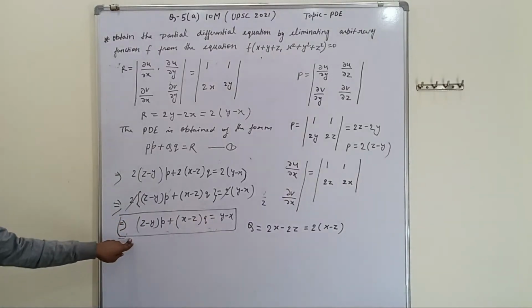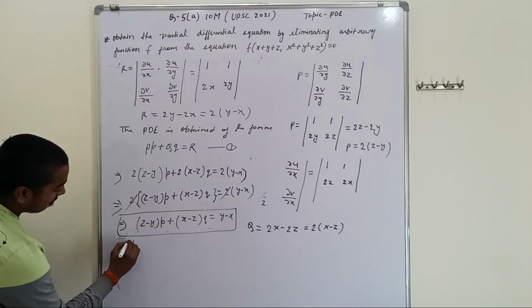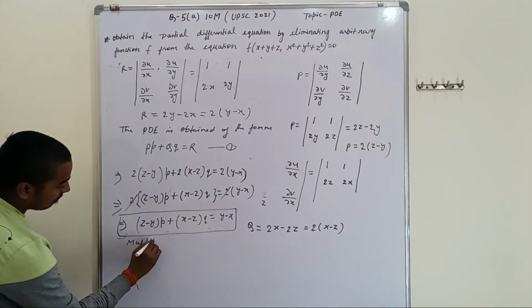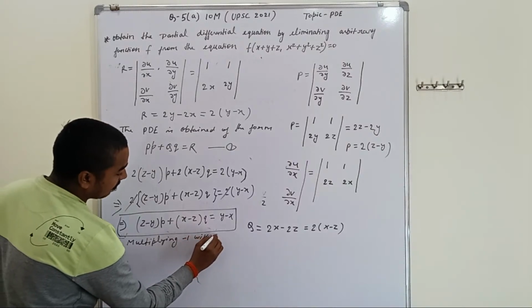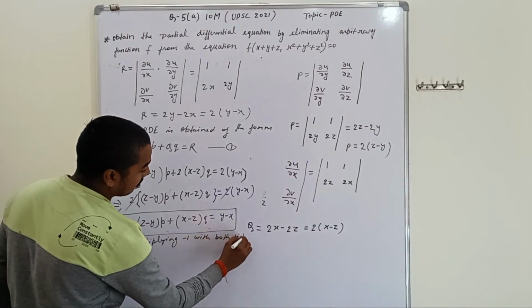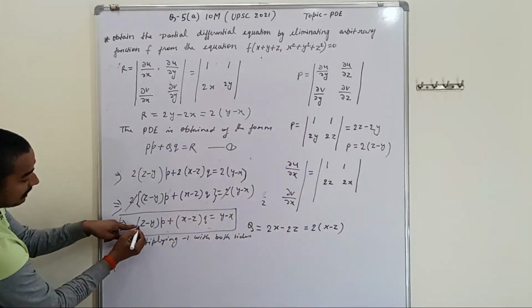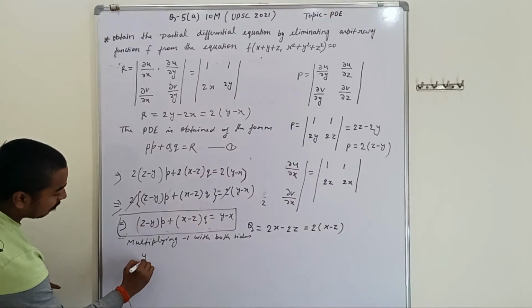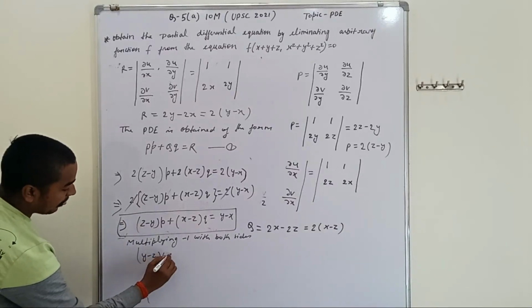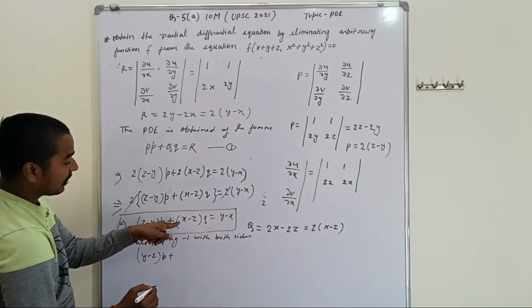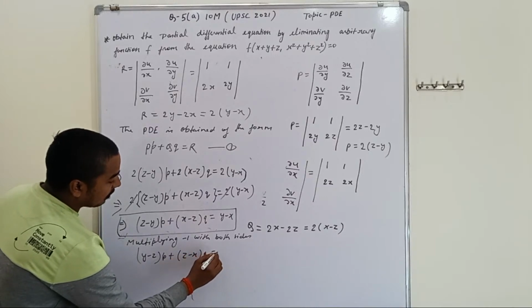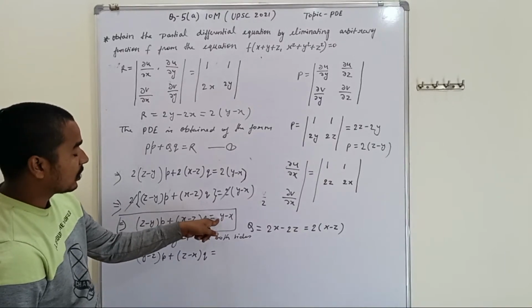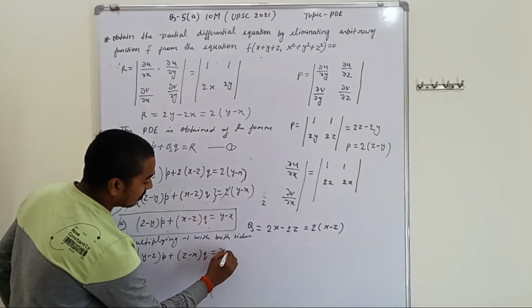We can also proceed further by multiplying minus with both the sides, that is on multiplying with minus z and plus y, that is y minus z into p, plus on multiplying with minus x and plus z, that is z minus x into q, is equal to, on multiplying the right hand side with minus y and plus x, that is x minus y.